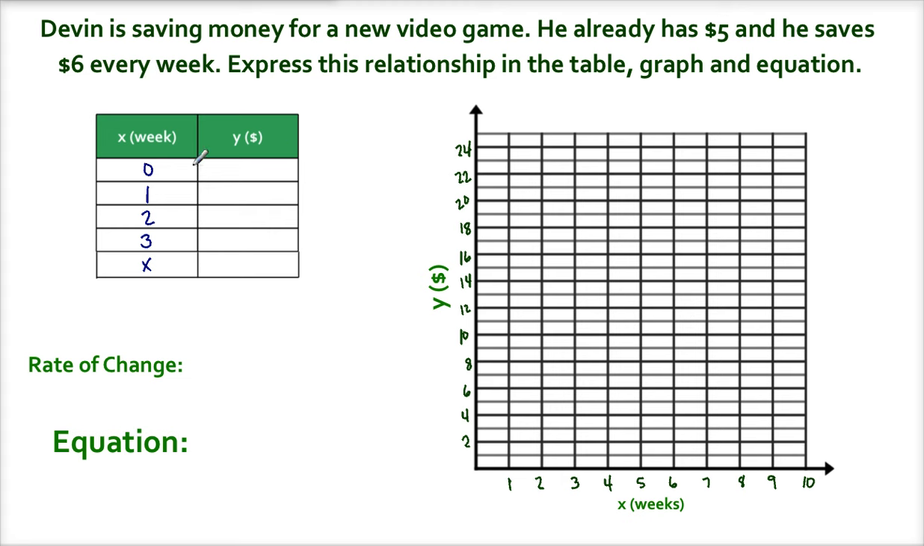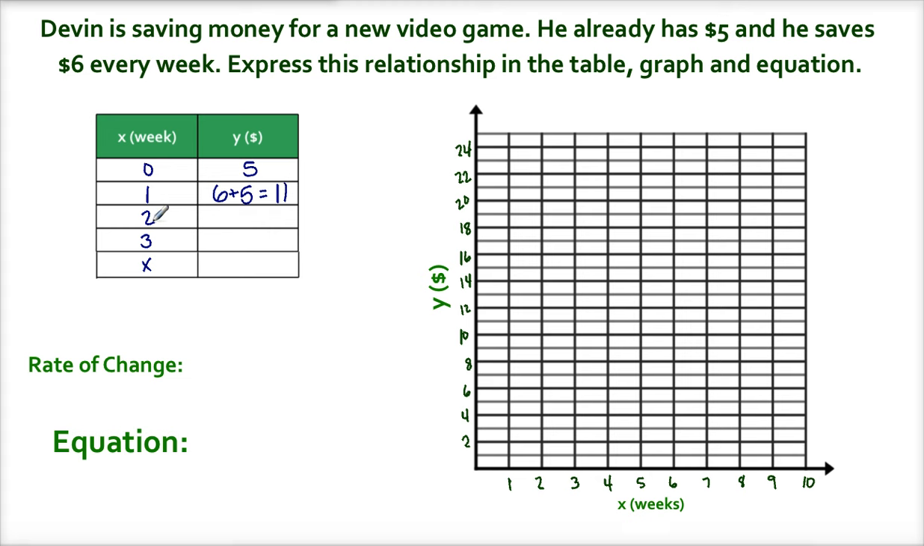So let's start with the table, because the table is always the best thing to start with. I put 0 on here because before the weeks even start passing, he already has $5. So at week 0, he has $5. After 1 week has passed, how much money does he have? Well, he has $6 because 1 week has passed, plus the $5 that he already had. So he has $11 after 1 week.